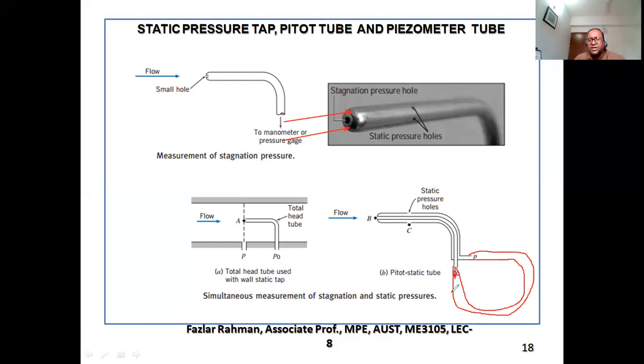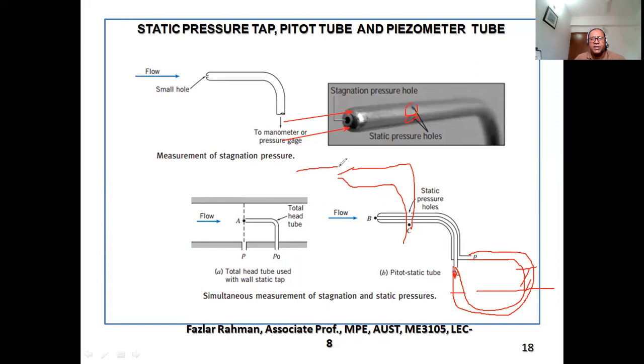Then you have some difference of manometric height of the fluid. From that difference, you can measure the velocity. For example, forget about this hole. You just put something right over here with a very narrow hole, like that. This one right over here.